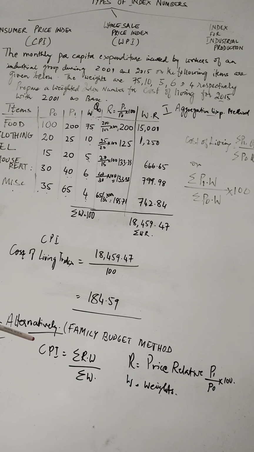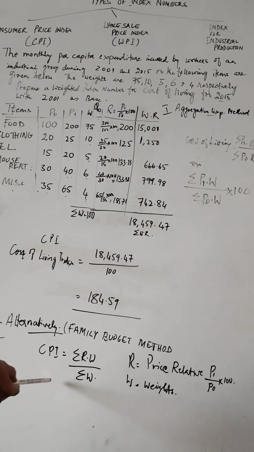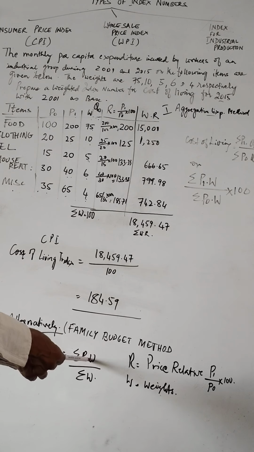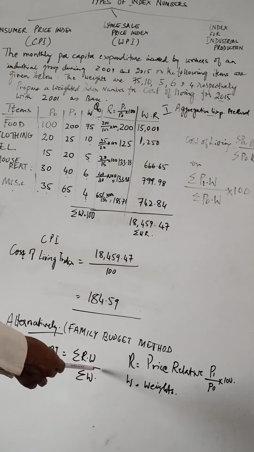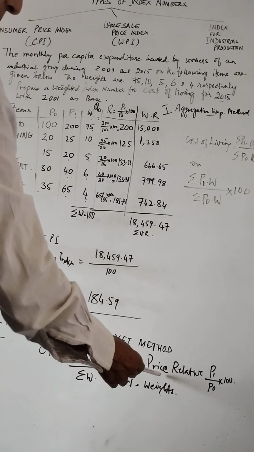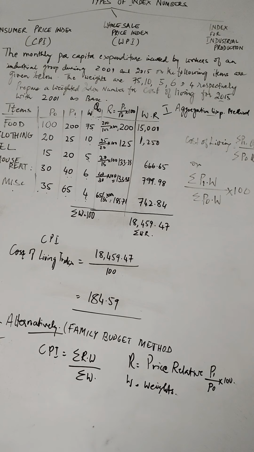Now we are going to use the family budget method. Can you see that? Family budget method for consumer price index, or the cost of living index as it's known, will be summation of all the relatives into the weights divided by summation of all the weights. And what is a price relative? Price relative is current year price upon base year price into 100, and W stands for weights.